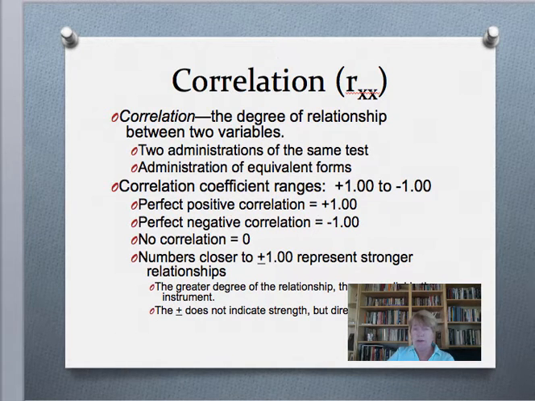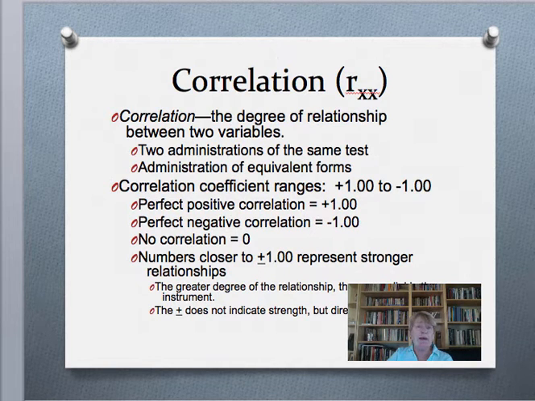It could be two administrations of the same test, and that's something that we would be talking about in terms of reliability, or it could be the administration of equivalent forms or equivalent tests, two tests that purport to measure the same things, for example, and that might be something that we would talk about if we were talking about measures of validity. So we're looking at how do these two things go together.